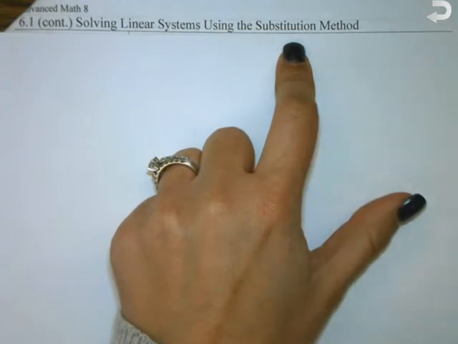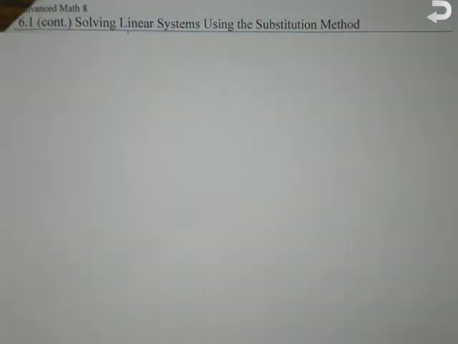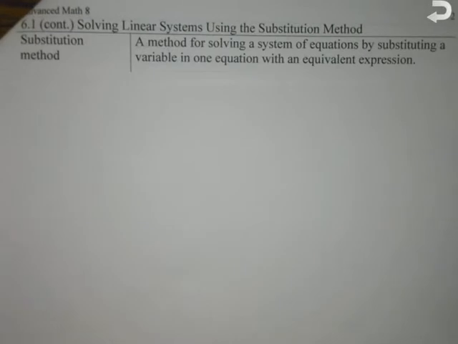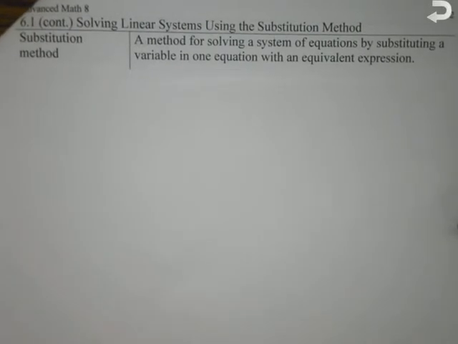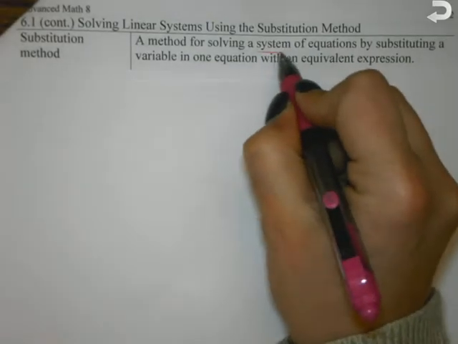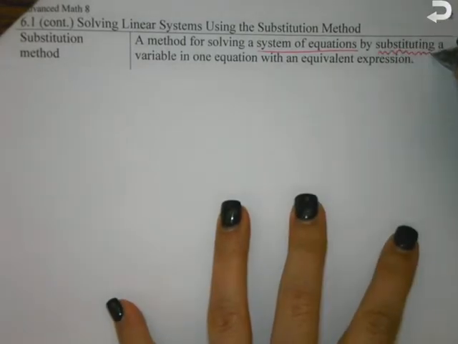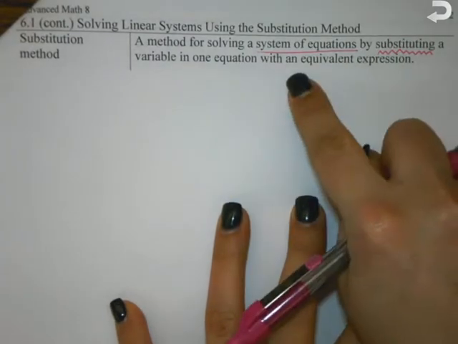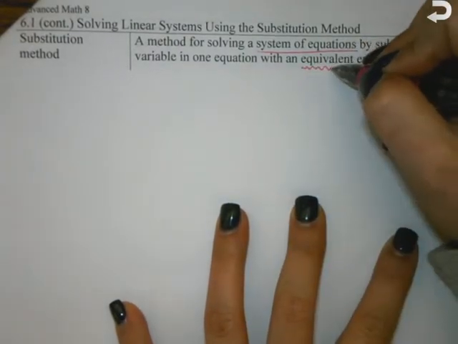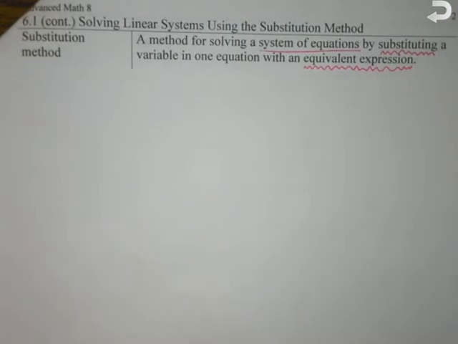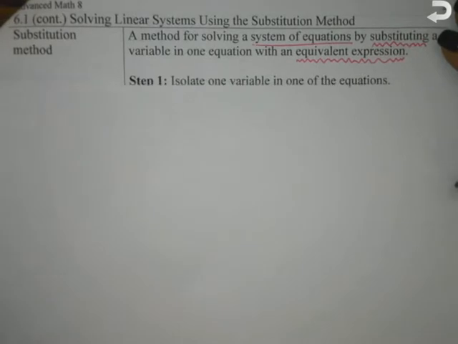So that's why in the AO today, you were substituting, as part of your AO. So we're starting with what we call the substitution method. So, here's the definition of the substitution method. It's a method for solving a system of equations. So, we're still working with systems, which is two or more equations. But this time, you are going to be substituting a variable in one equation with an equivalent expression. So, it's actually pretty much exactly what we were doing in the AO today.